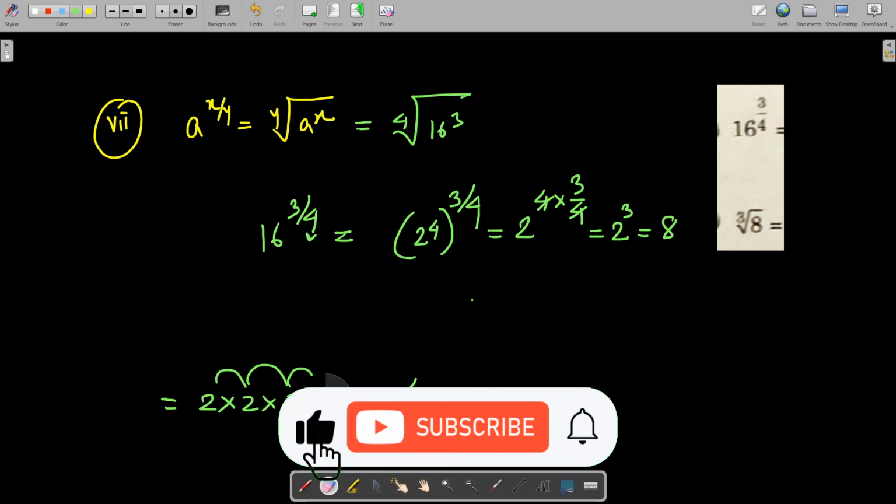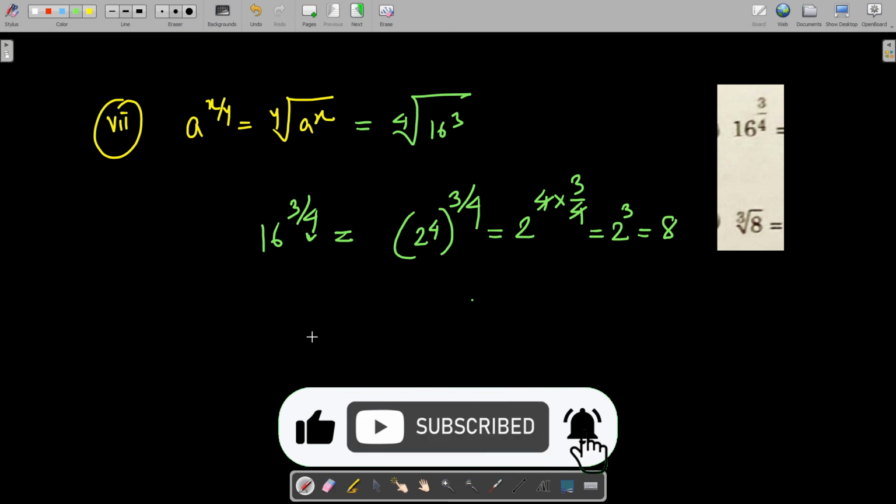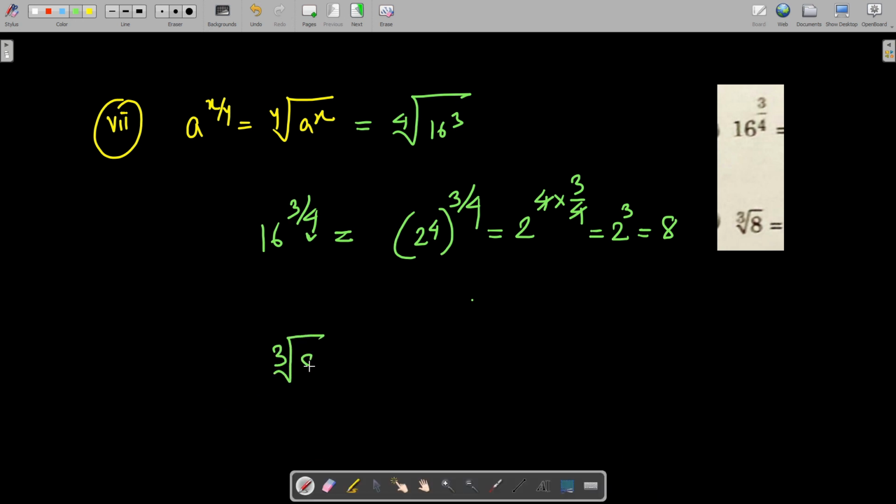Let's try the next one. It's given cubic root of 8. So cubic root of 8 means what? 8 to the power 1 by 3. Now look at the denominator of the power. It's 3. That means what? We need to write 8 in such a way, a number that is multiplied 3 times, we get 8.